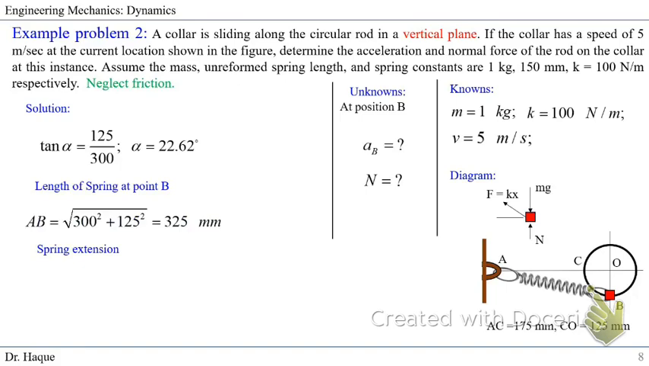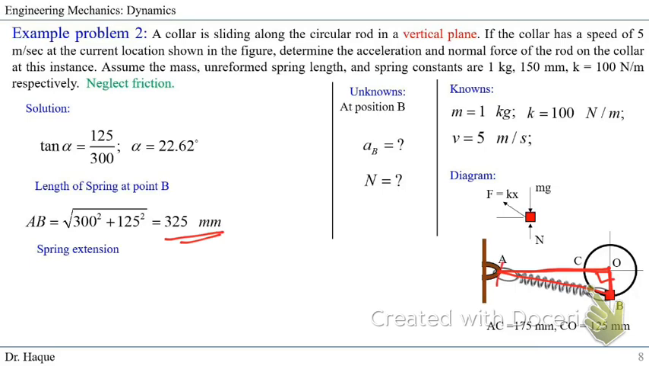AB. So if I use Pythagorean law here, this is 90 degrees. So AB will be equal to the square root of (AO plus OB) whole square, which is 300. So if we do that, we find AB is 325.